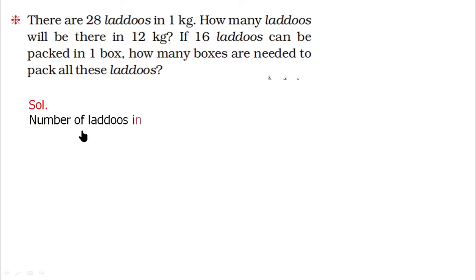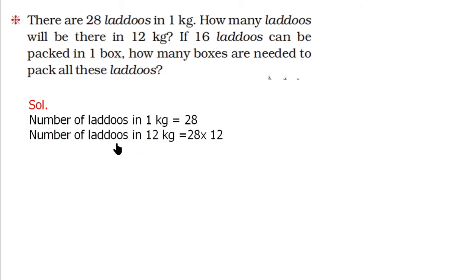Solution. Number of laddus in 1 kg is equal to 28. Number of laddus in 12 kg, 28 into 12, repeatedly added 28. So 12 kg of laddus will have 336. You can multiply this, 336 will be the answer. So you can multiply simply here.